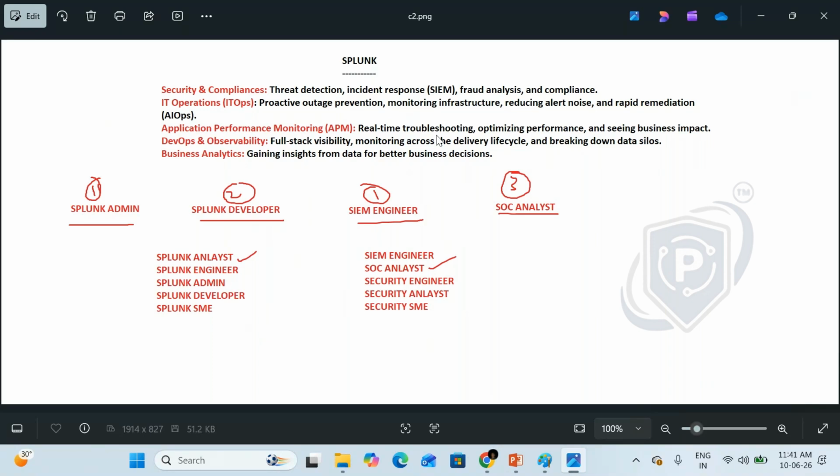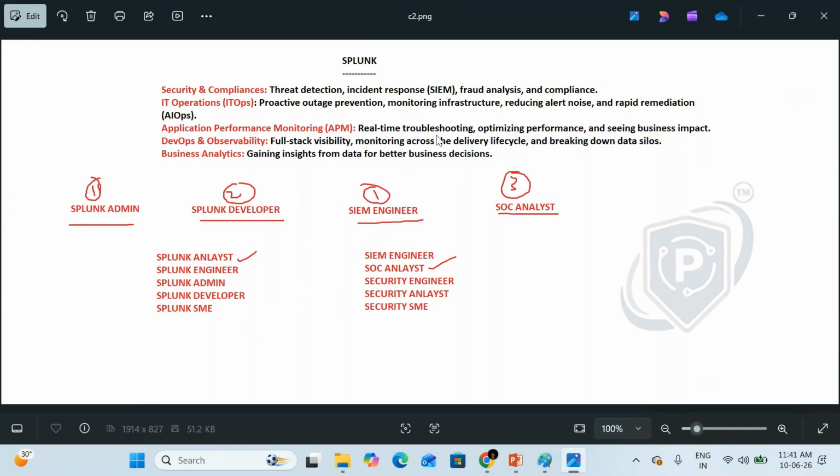Splunk developer, you will get a Splunk developer job also. Directly, Splunk analyst, we can call it as. Otherwise, SIEM engineer, SIEM in the security point of view. Otherwise, detection engineer, and otherwise, SOC analyst or Splunk analyst, Splunk engineer. All these can be possible.